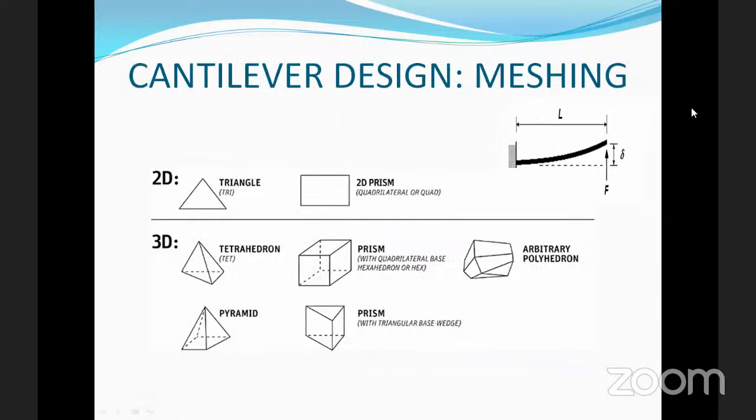This is the meshing process. Before going for the analysis, a three-dimensional geometry has to be subjected to the meshing process. Various types of meshes are shown here. Usually, three-dimensional meshes are used for analysis.